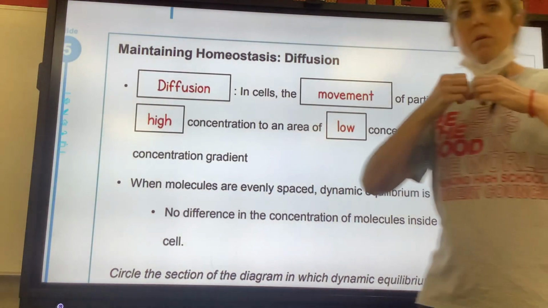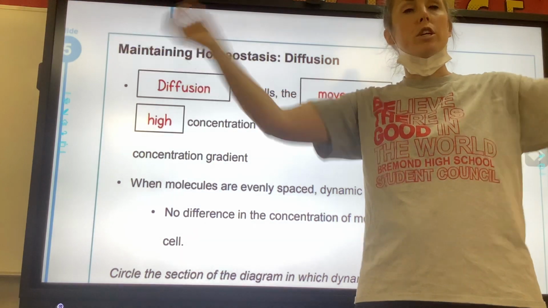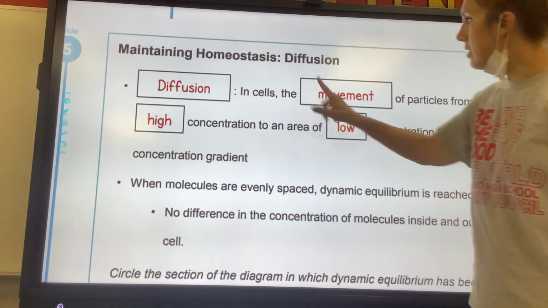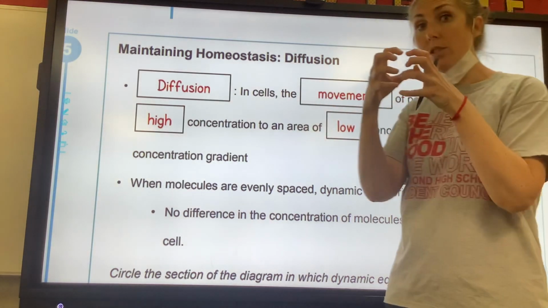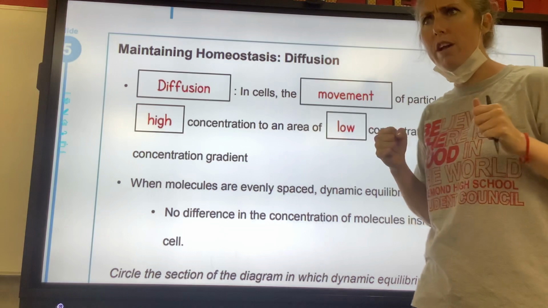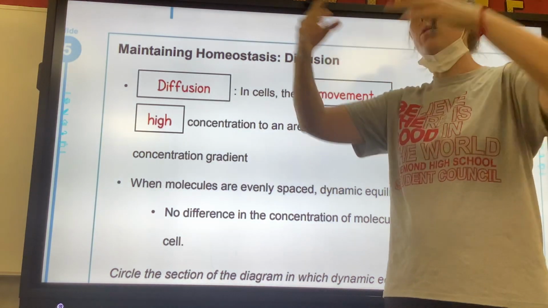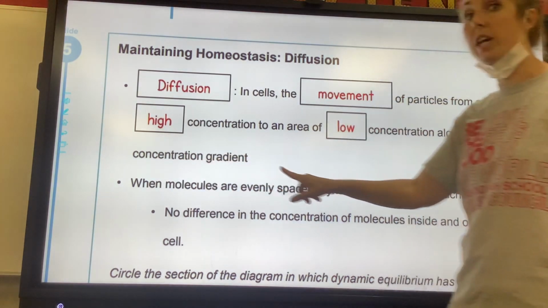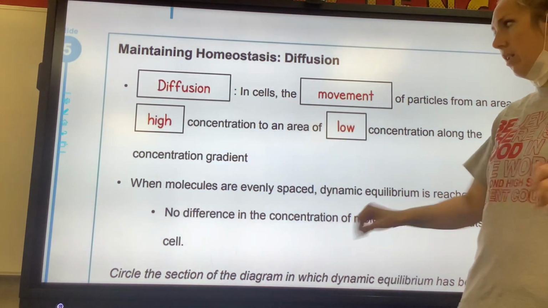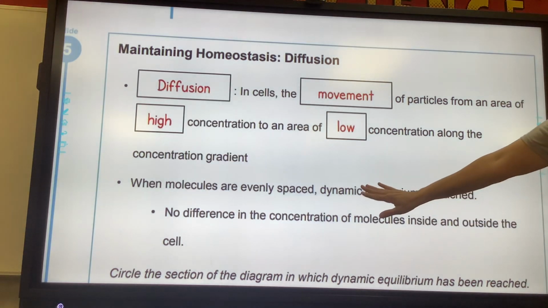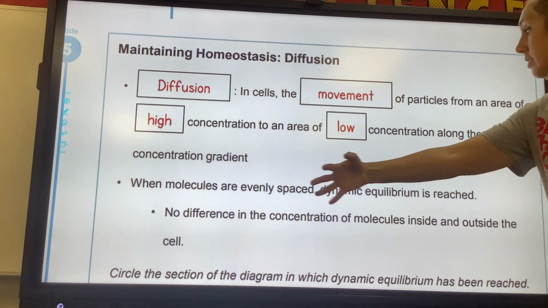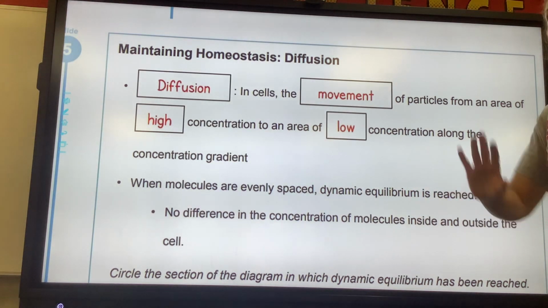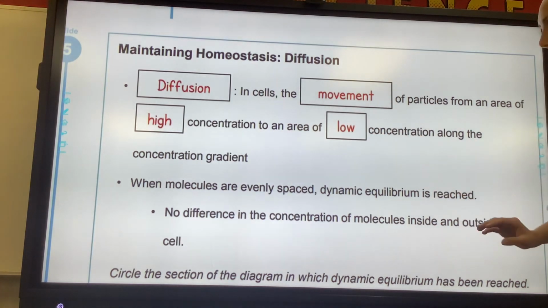Okay, so diffusion, remember you diffuse like a diffuser. You're going from a high concentration and then you go into a low concentration. Okay, diffusion in cells is the movement of particles from high concentration to low concentration. You're not fighting your way into high concentration, you're going into low concentration, okay? So you're going with the concentration gradient. You're not going against it, you're going with it, okay? The molecules are evenly spaced, they're nice and spaced out, they've reached an equilibrium, and there's no difference in concentration. Everything is equal and everything gets its own space. Okay?